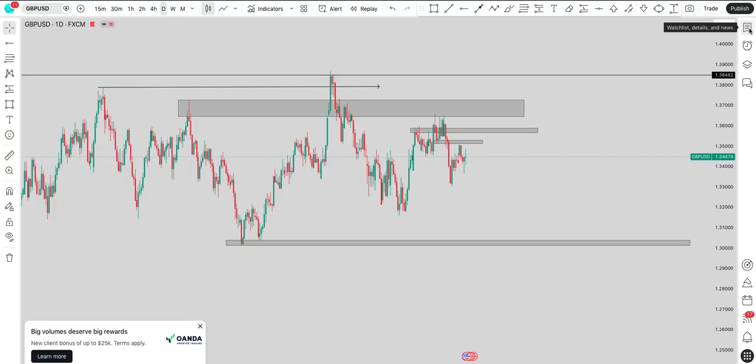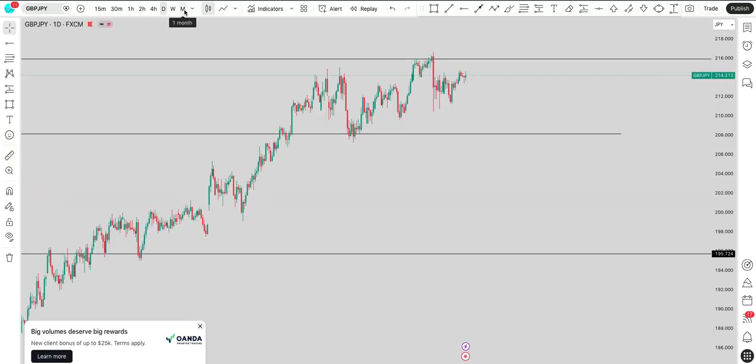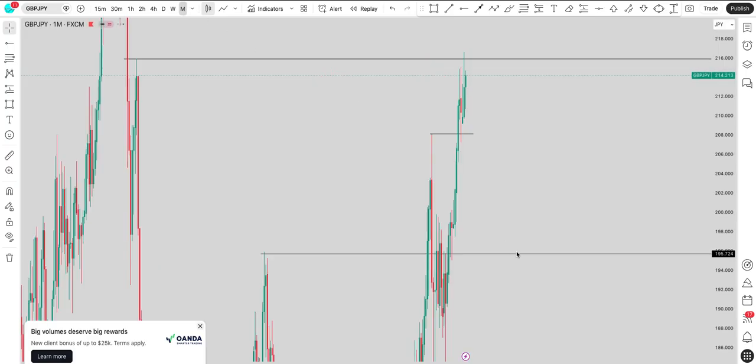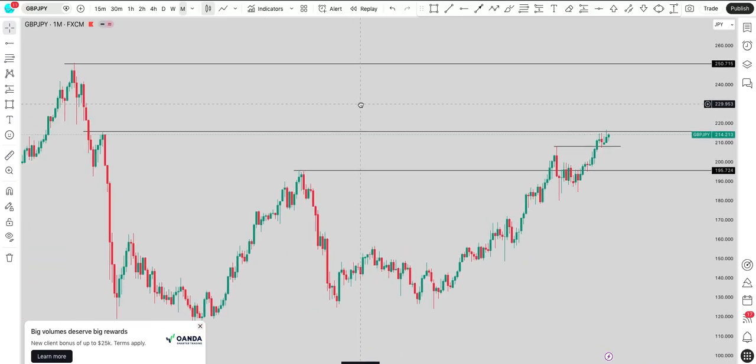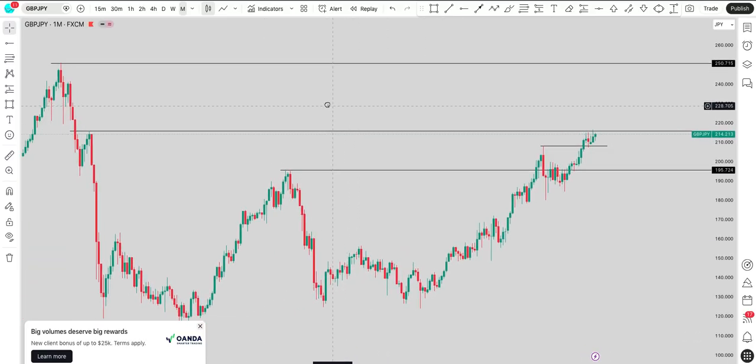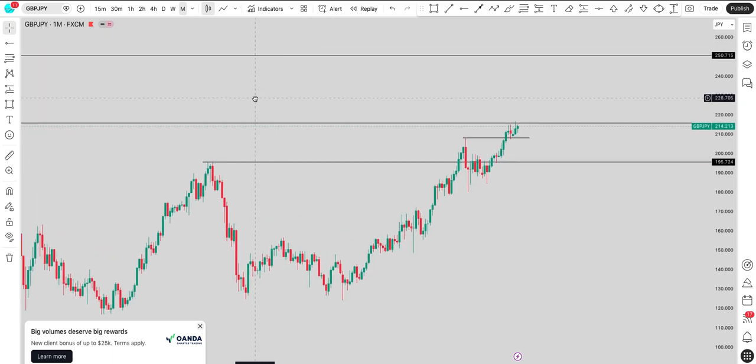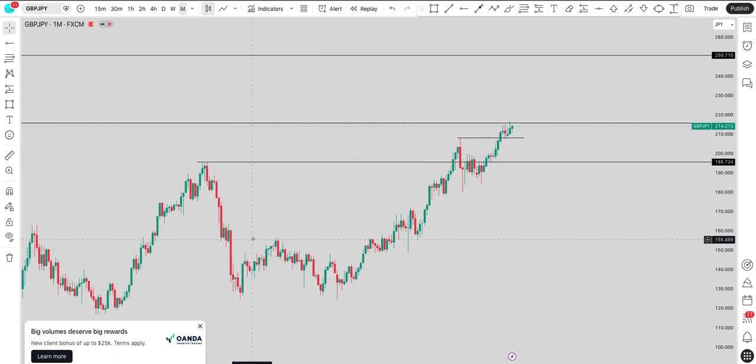Next on our list, we have GBP JPY. Well, as you can see, I think I've already marked out some zones. GBP JPY, we are bullish. You can see the market structure: high, low, high, low, high, low, high, low, high, low, high, low, high.